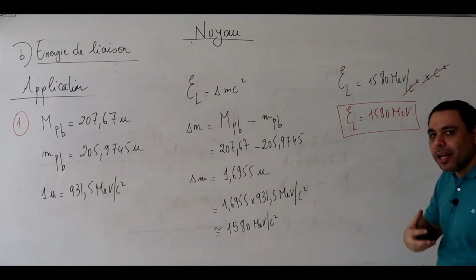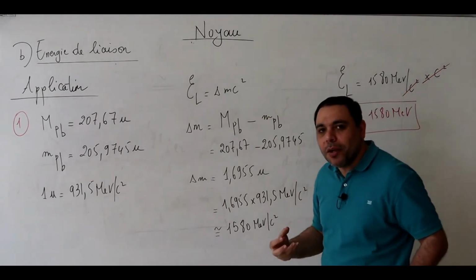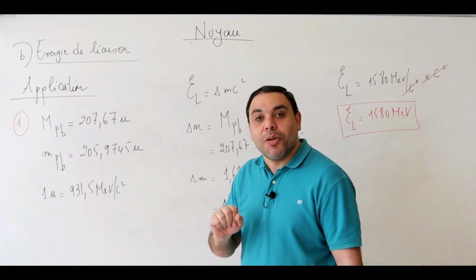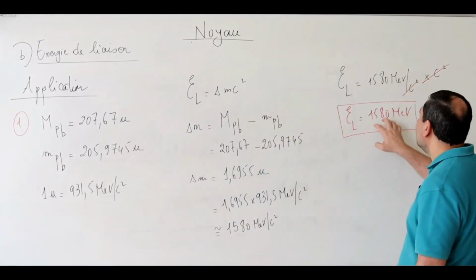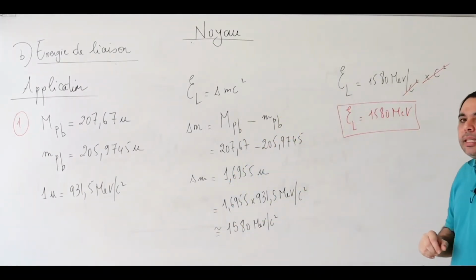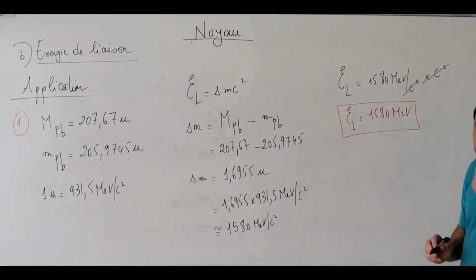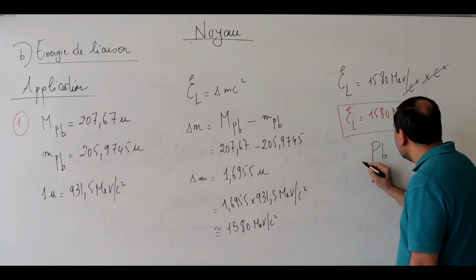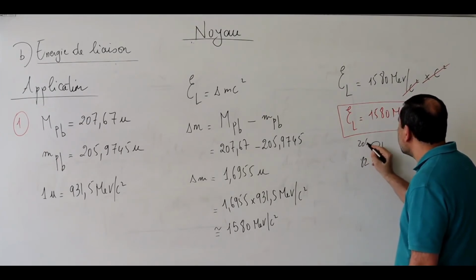So for completely separating the lead nucleus into its nucleons, we need to supply to the nucleus an energy equal to 1580 mega electron volts. In this case, lead is Pb-206, with Z equal to 82.